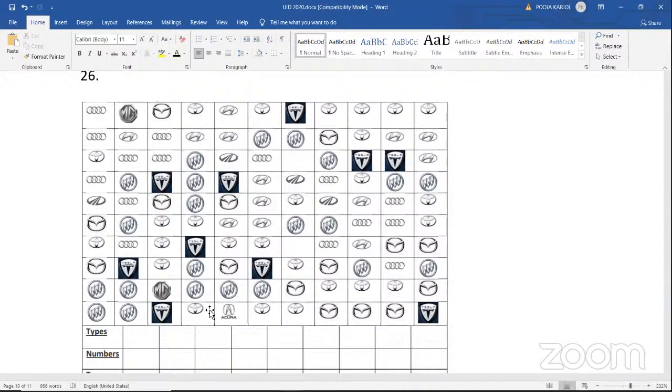Any other answer, if you got less or more? Not MC, sorry, MG. Did you guys get 9?